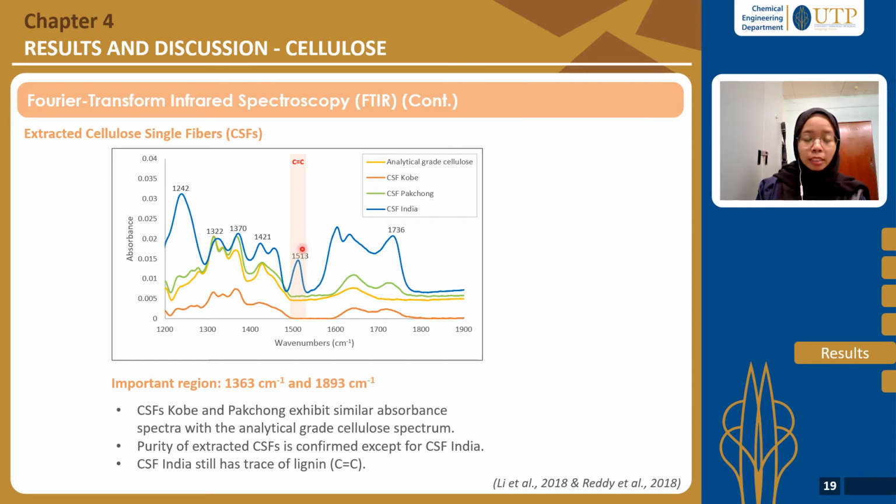The reason why I say so is because for Napier CSF India, we have extra peak here at 1513, which corresponds to C=C functional groups. As I mentioned before, this region indicates the presence of lignin. So it is safe to say that CSF India still has trace of lignin.